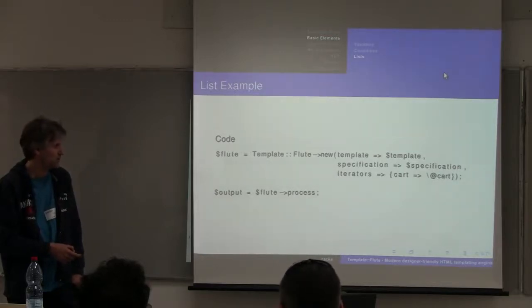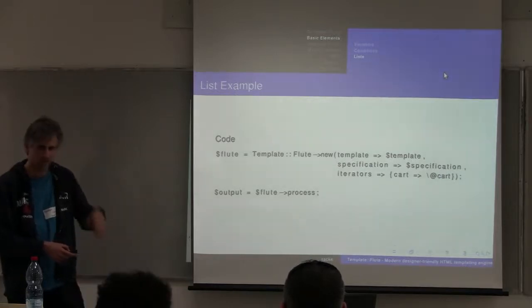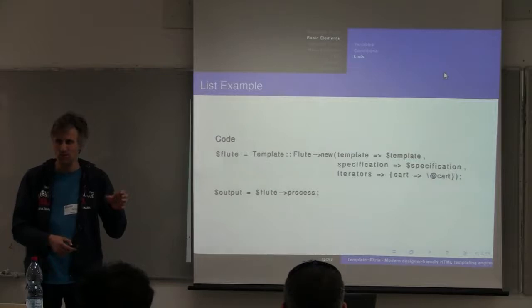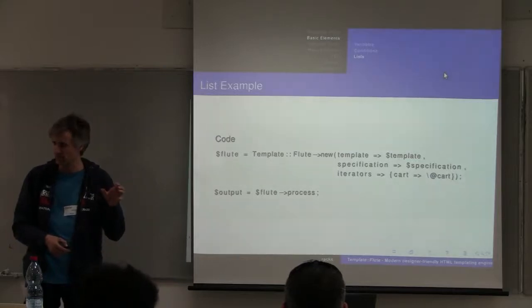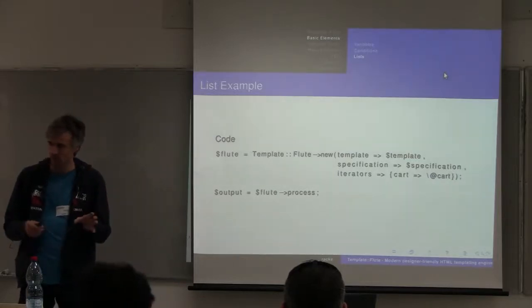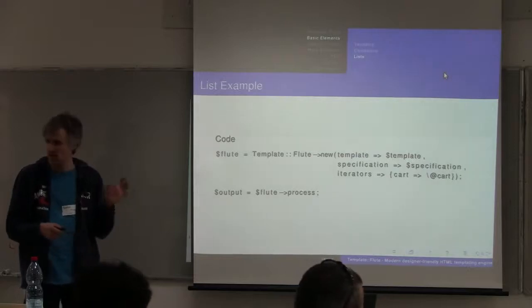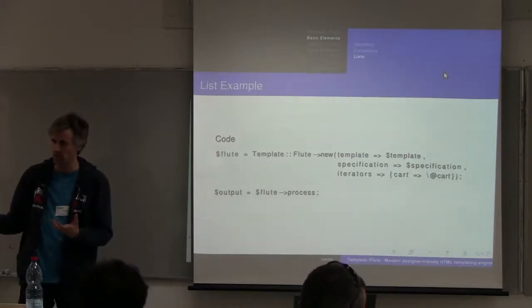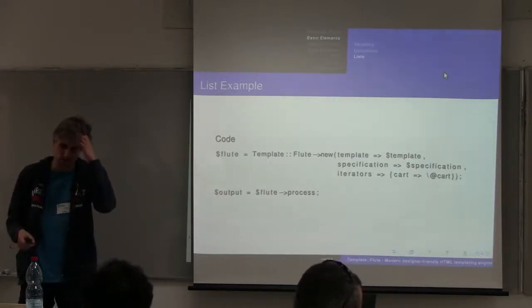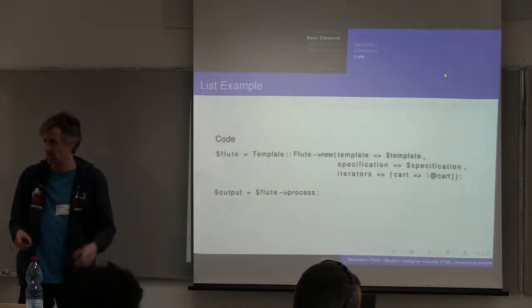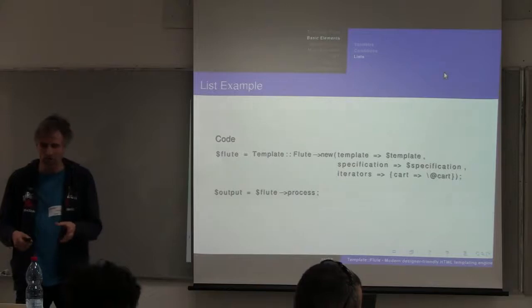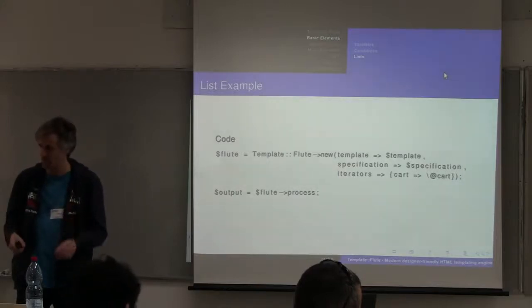What is another feature of Template::Flute? After you have the template and the specification, you can go inside and see which part of the specification has matched. So maybe the specification is not complete, something is left out, and for example you don't have to prepare the data. Some data collection is really expensive, and if you know it won't show up, you don't have to prepare it.